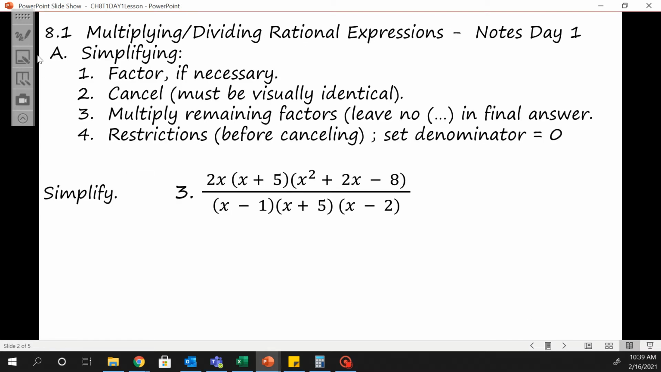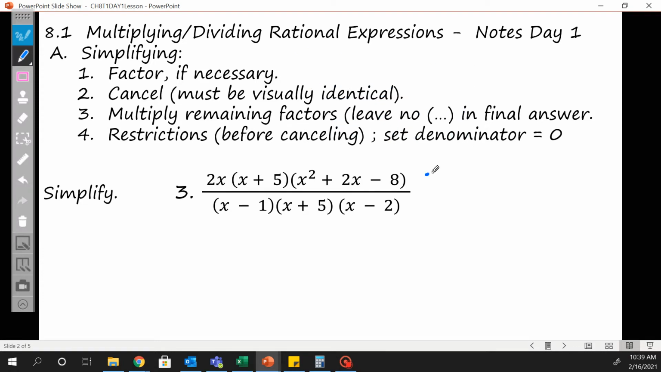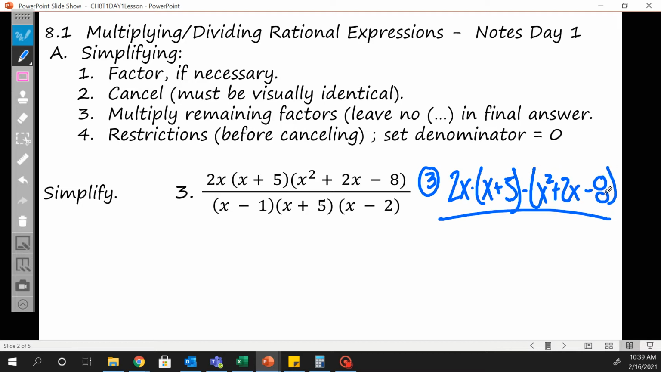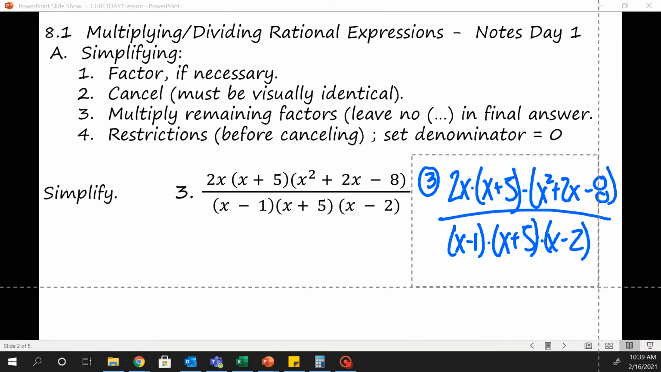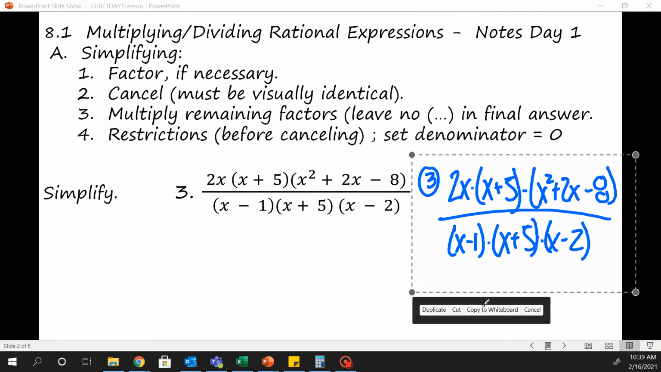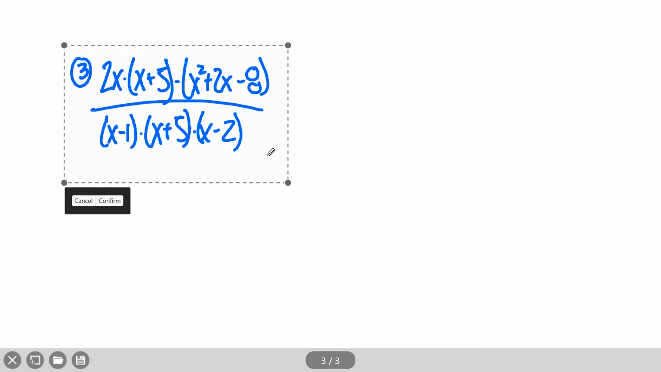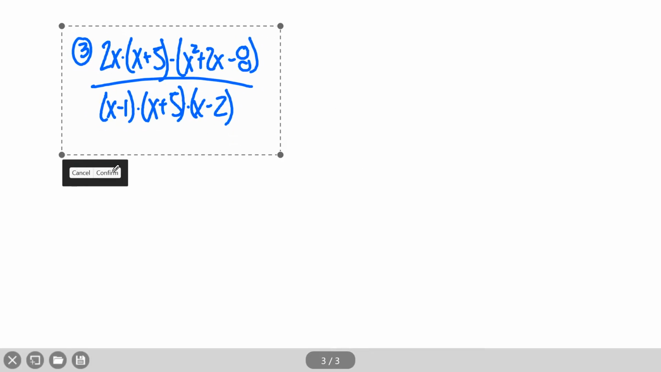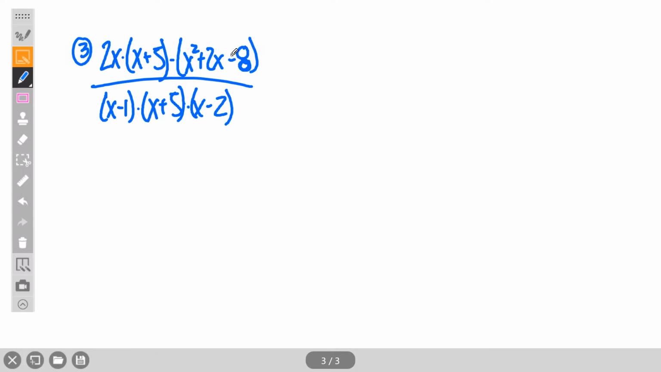All right, now we need to simplify number 3. 2x times x plus 5 times x squared plus 2x minus 8 in the numerator. Denominator, x minus 1 times x plus 5 times x minus 2. There's only one thing that needs factoring here, and that's the quadratic in the numerator.